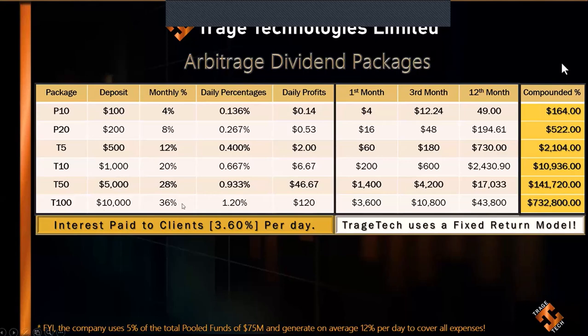$10,000 at 36%. Okay? If you take, let's go back to $1,000 compounded every day, it's 10,936. How about $10,000 compounded at 36% a month, or per day 1.2%, $3,600 a month. Wait, if I put $10,000 in, I can earn $3,600 a month.